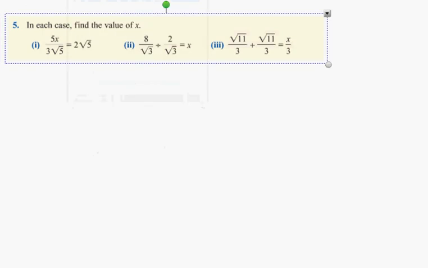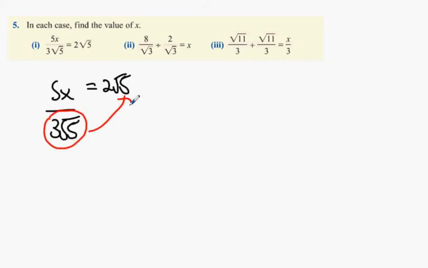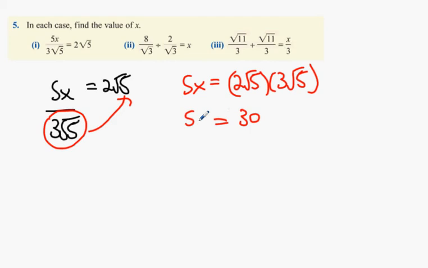Okay guys, so in each case find the value of x, okay? So what we have here is 5x equals 2 root 5 over 3 root 5. What we can do here is bring the 3 root 5 up beside the 2 root 5. So 5x equals 2 root 5 multiplied by 3 root 5. Now 2 root 5 multiplied by 3 root 5 will get you 30 when you put it into the calculator. Divided by 5, x equals 6. Everybody alright with that?